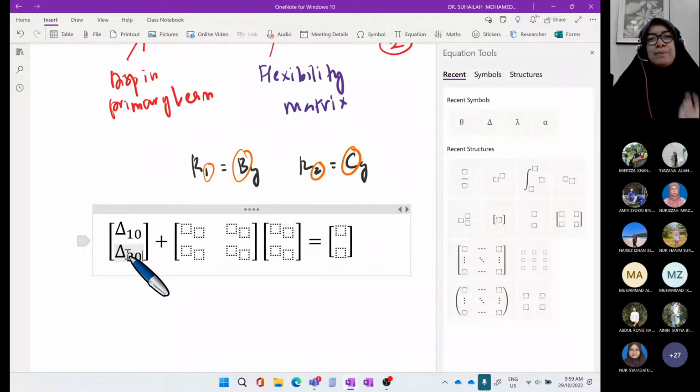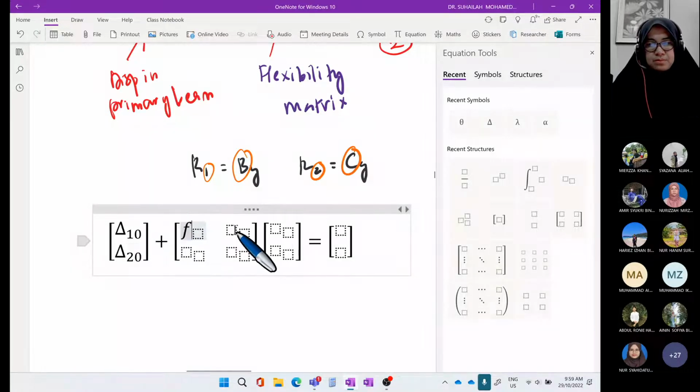Because in the primary beam, we have two redundant positions. Redundant 1 is BY, redundant 2 is CY. So we write like this. When we move to the next bracket, it is a 2 by 2 matrix because we have 2 redundant. So all of this is F, the flexibility coefficient.